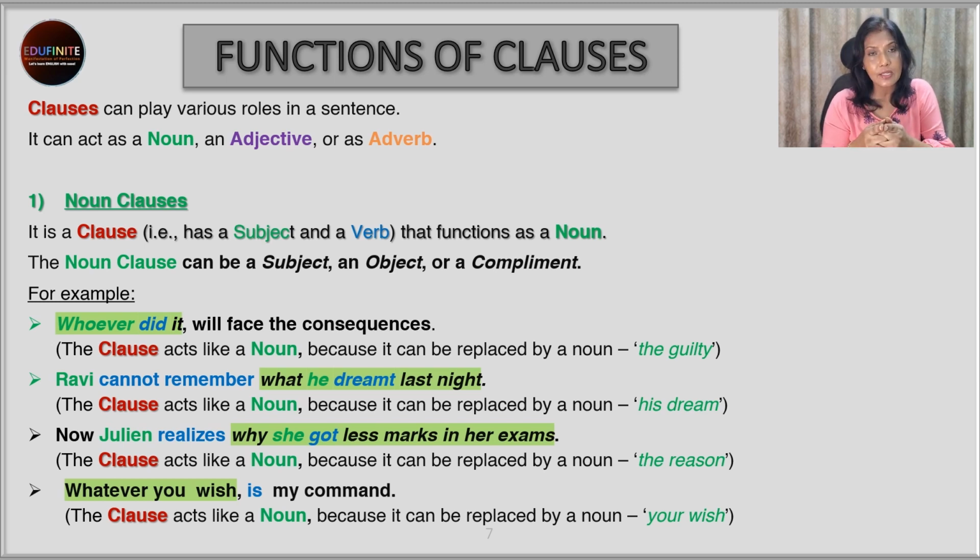In the first sentence, whoever did it will face the consequences, the noun clause is acting as the subject. In the next sentence, Ravi cannot remember what he dreamt last night, what he dreamt last night is acting as the object of the sentence. Even in the next one, Julian realizes why she got less marks in her exams, that is also acting as the object of the sentence.